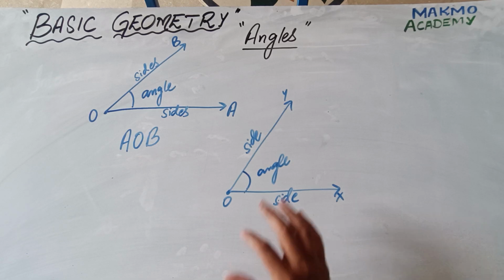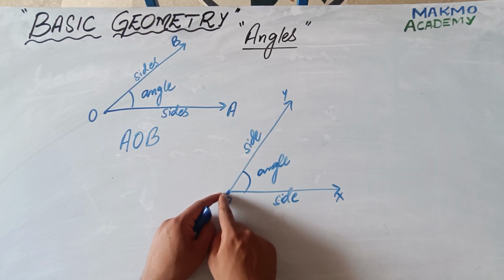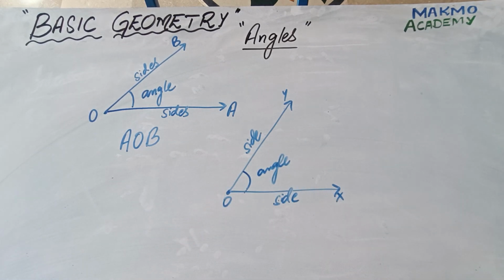So this is how we can explain an angle. And how to measure an angle? By using a protractor. We will use the protractor by putting 0 degrees over here, and we will discuss how to calculate an angle by using protractors.